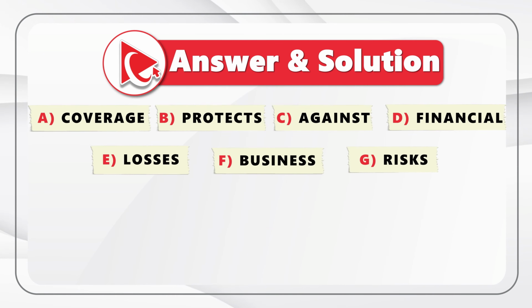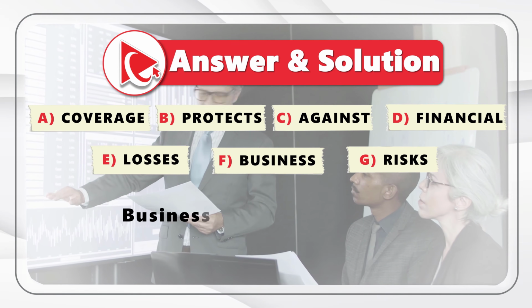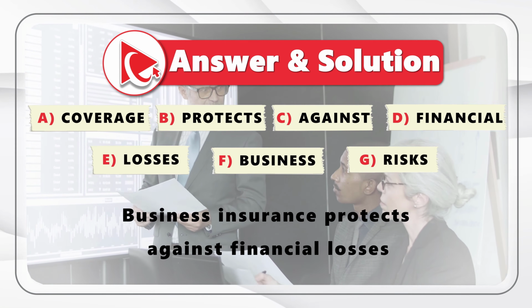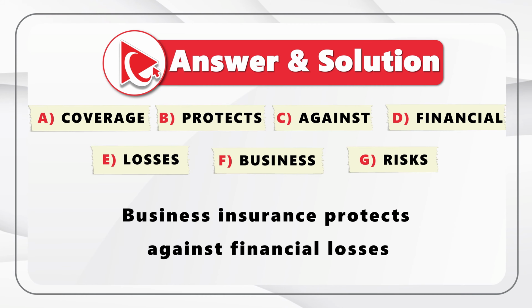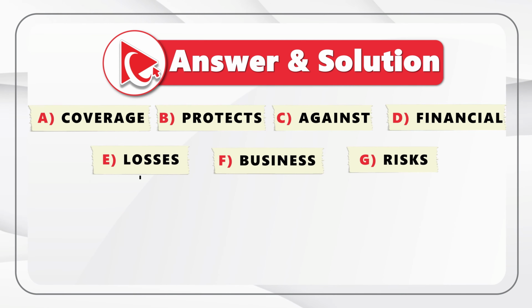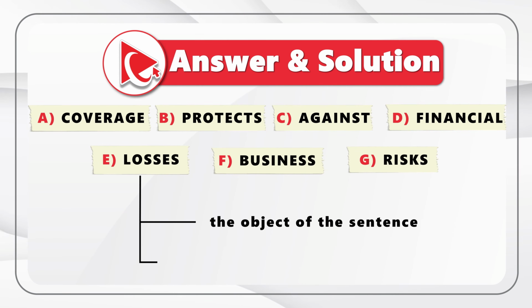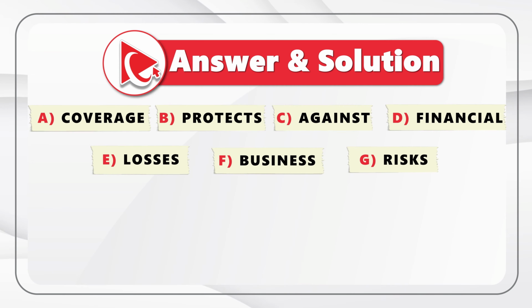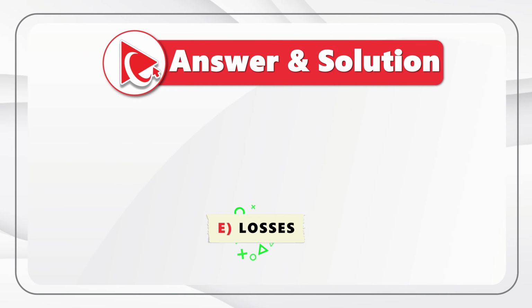Based on this information, let's build the sentence. Business insurance protects against financial losses. Based on this, we can determine that the last word in the sentence is losses, and this is the object of the sentence, and it also provides a specific type of protection. So I believe the correct answer here is choice E, losses.